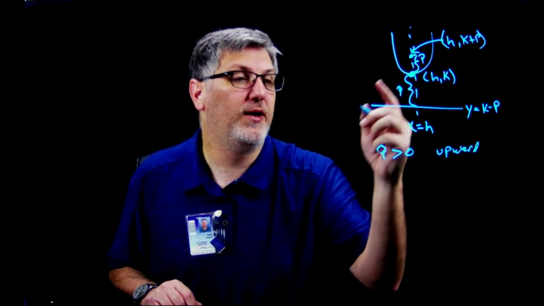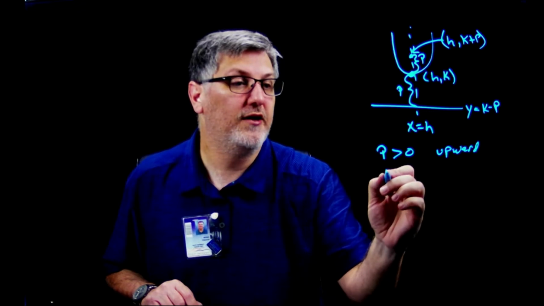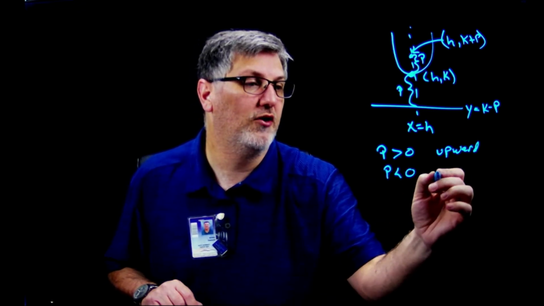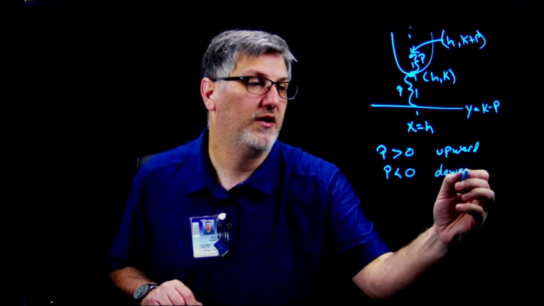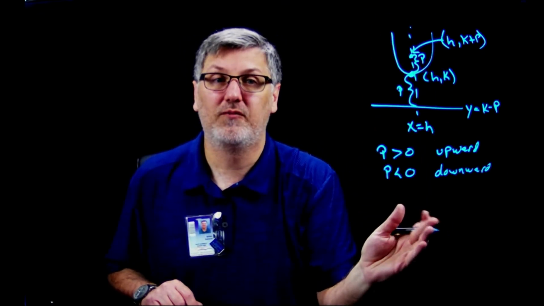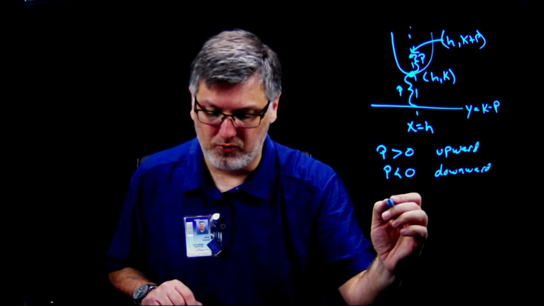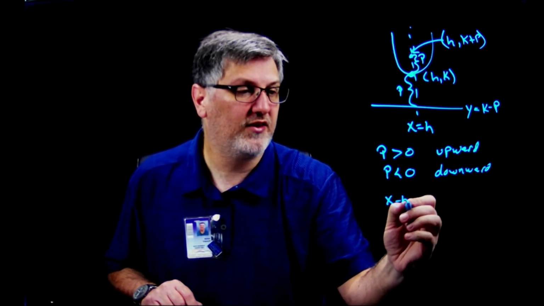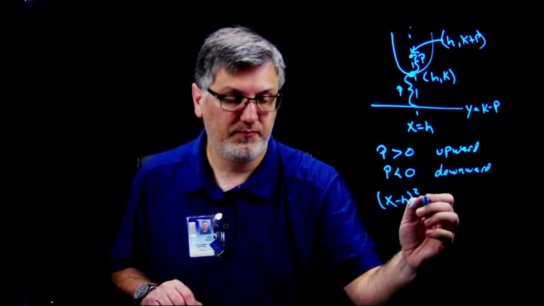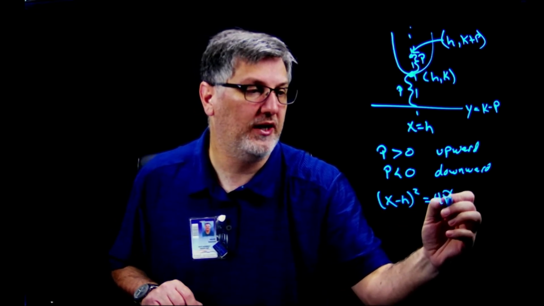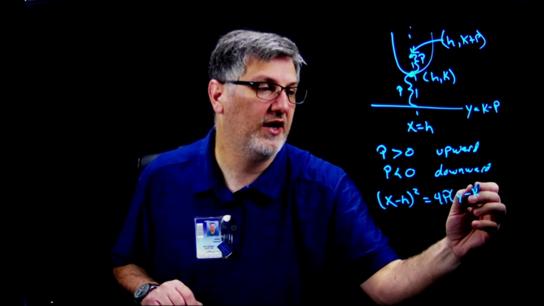In this case, my p would be greater than 0. If p is less than 0, it opens downward. So that's how we're going to be able to tell if it's facing up or facing down. Now here's the general formula for this. We're going to have (x − h)² = 4p(y − k).